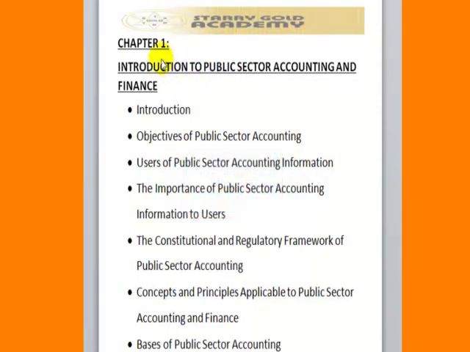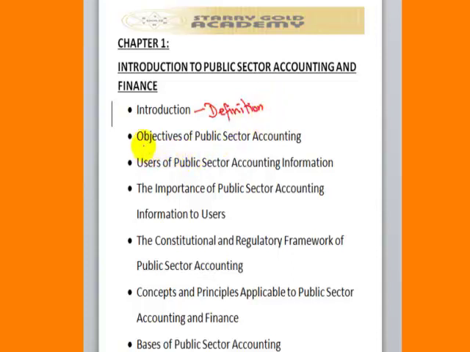We are going to start with Chapter 1, which is Introduction to Public Sector Accounting and Finance. The first thing we're going to look at under this chapter is the introduction, and under the introduction, we shall look at about two definitions of public sector.